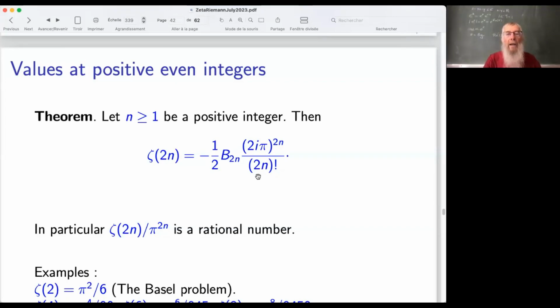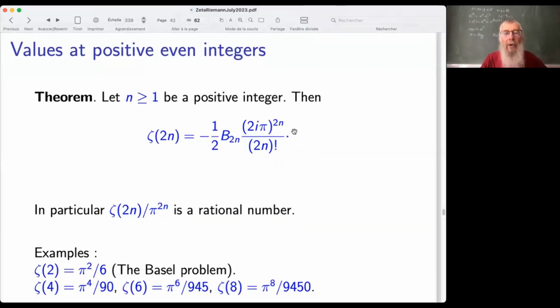Zeta of 2n is a positive number, because n is at least 1 and it is a sum of positive numbers. You have a minus 1/2 here, but you have an i to the 2n. So i to the 2 is minus 1. And so, just taking into account the sign of B2n, you deduce this formula where the right-hand side is a positive number.